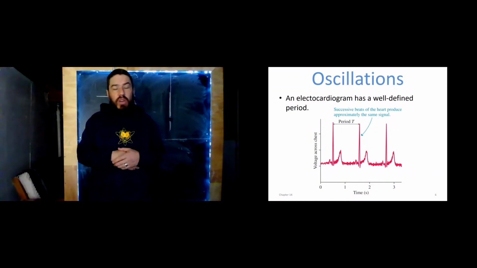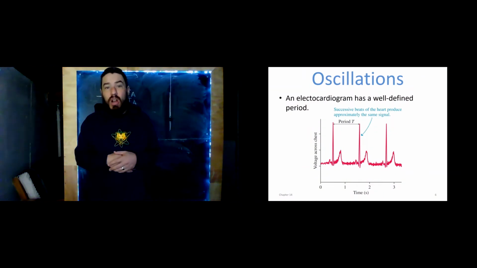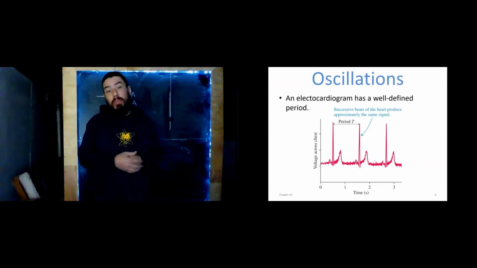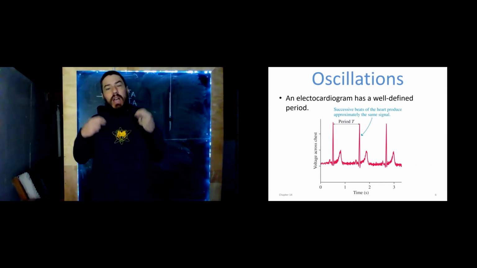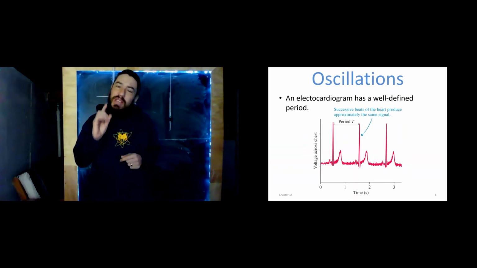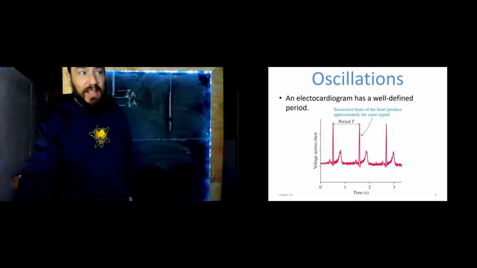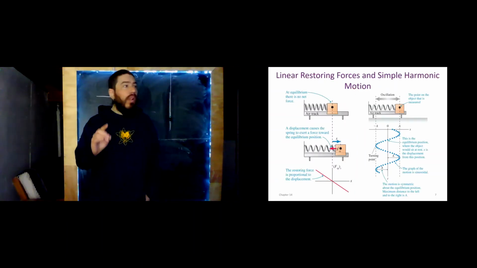And so here's an electrocardiogram of somebody's heart beating. And if you measure the voltage across somebody's chest, you'll get a pattern like this. And notice it repeats in time. That makes it periodic motion. But we're going to study a very specific type of periodic or repetitive motion in this class. We're going to study simple harmonic motion.